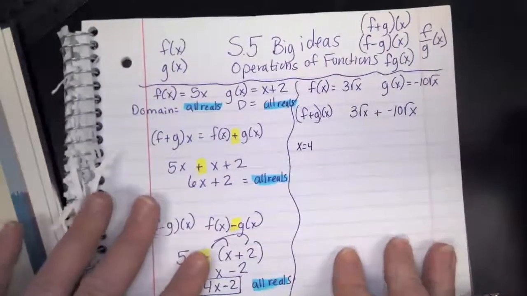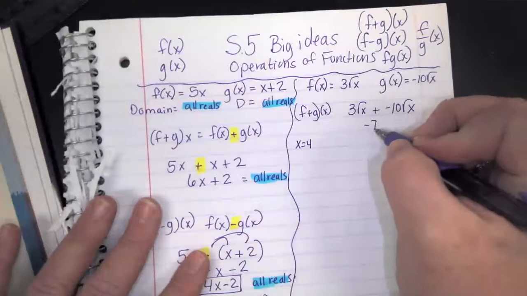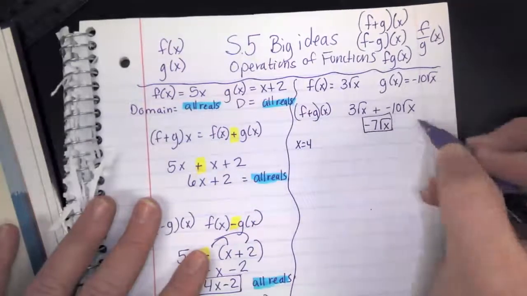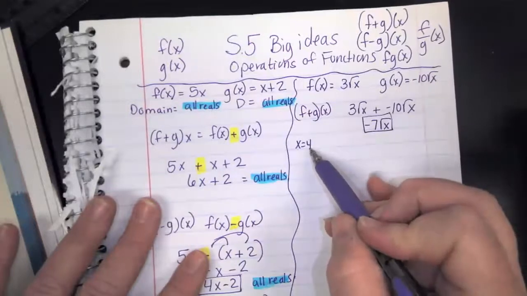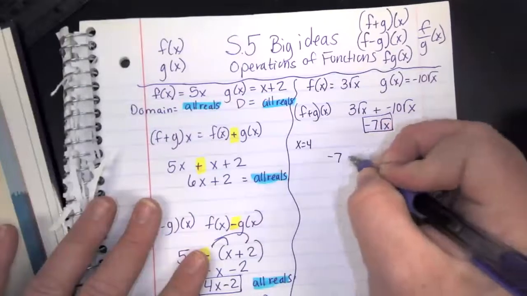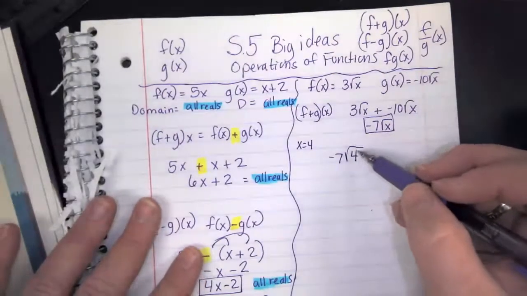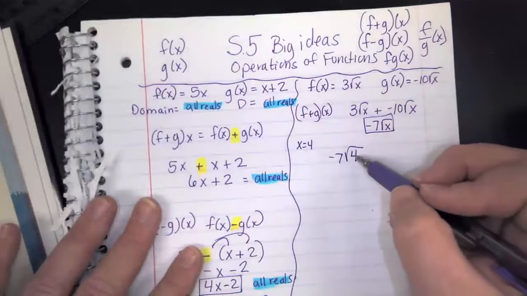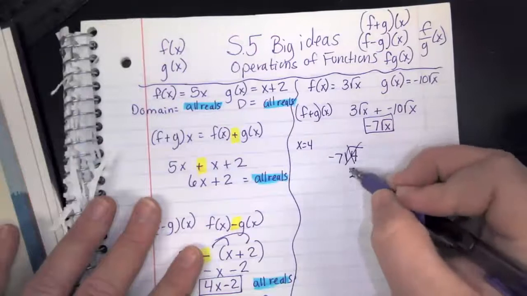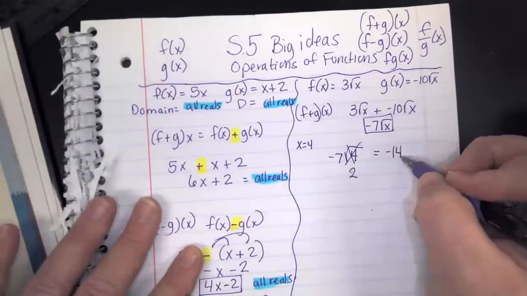Okay, so what do I get? 3 plus a -10 is -7 square root of x. Okay, next I want you to evaluate it when x is 4. So when x is 4, -7 square root of 4, square root of 4 is 2, and 2 times -7 is -14.